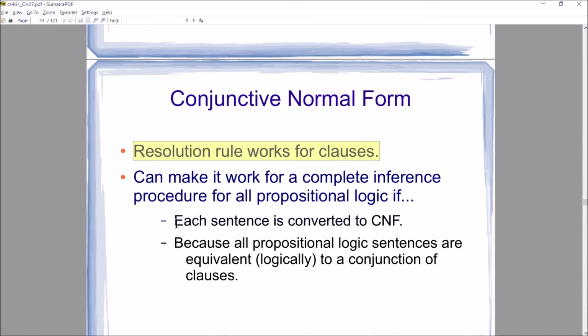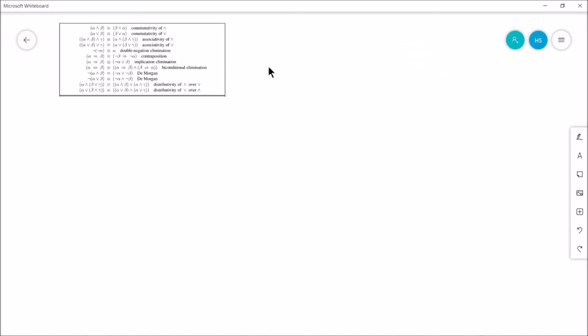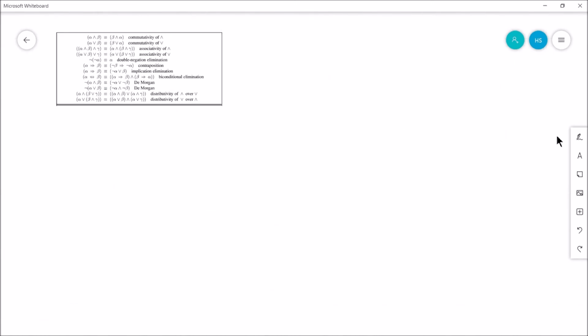And that is that in your knowledge base, each one of those sentences gets converted to what's known as conjunctive normal form. Okay? So all propositional logic can make use of the resolution rule so long as you convert the sentence to conjunctive normal form first. All right, so example time again. So let's say we have a sentence that looks like this, right?